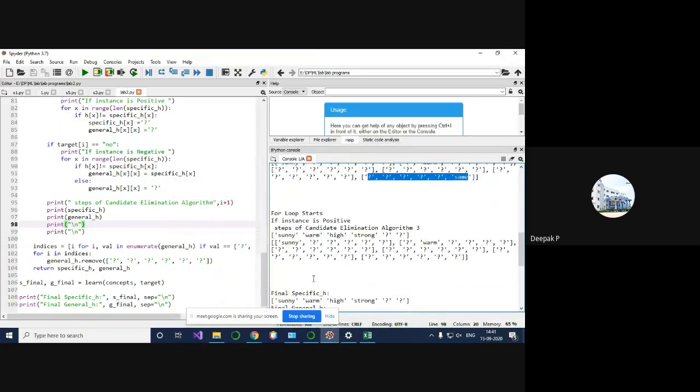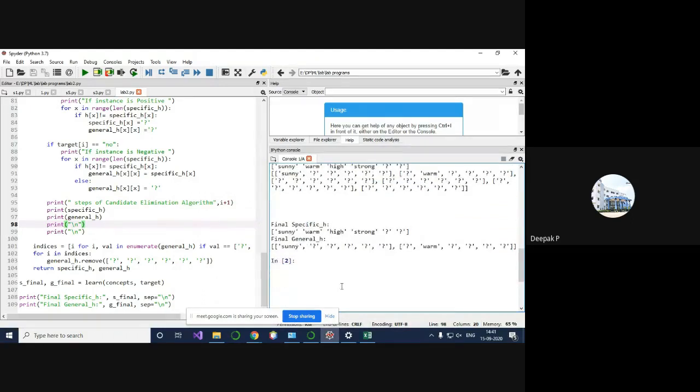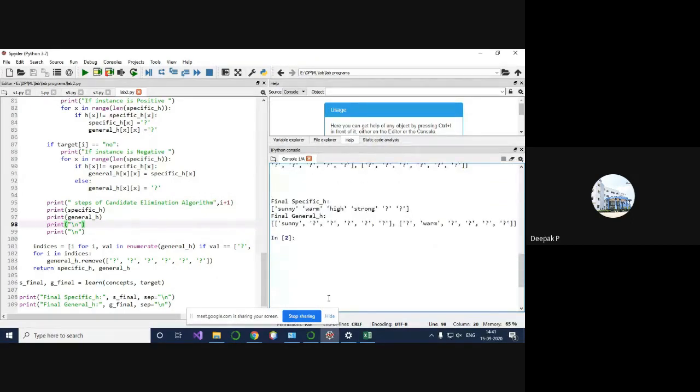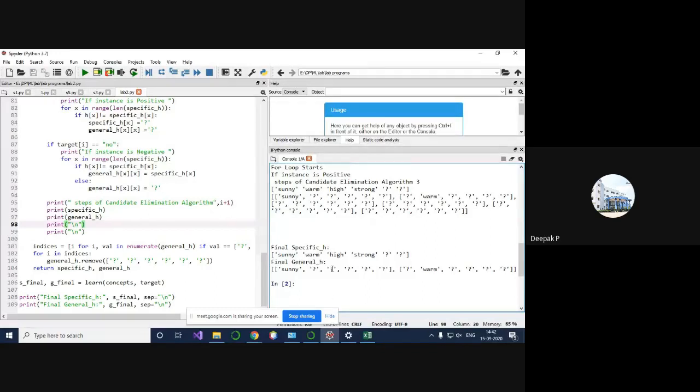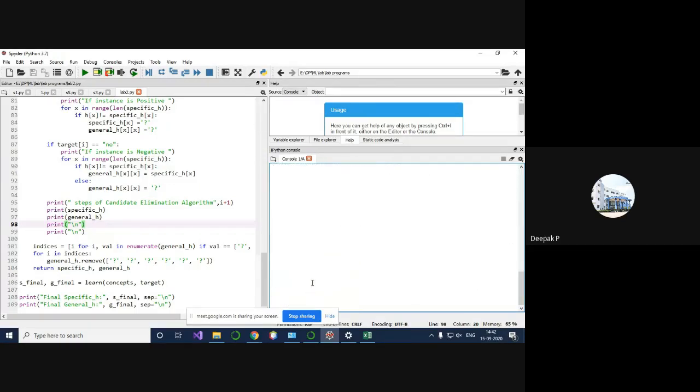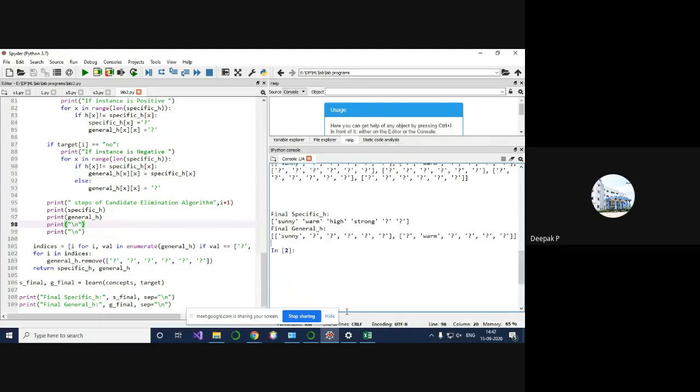So once it is done, it will be applied to all. What will be the last final output? You can see a specific hypothesis, this one. The general hypothesis becomes this. Got it? This will be the last. See here, in the general hypothesis I have only two hypotheses, the first one and the other one.